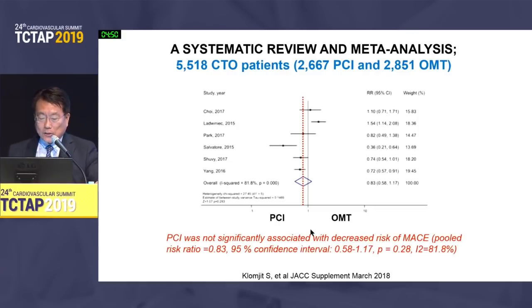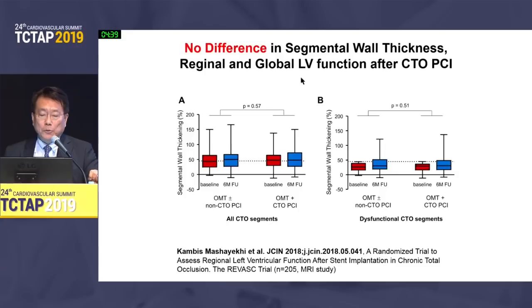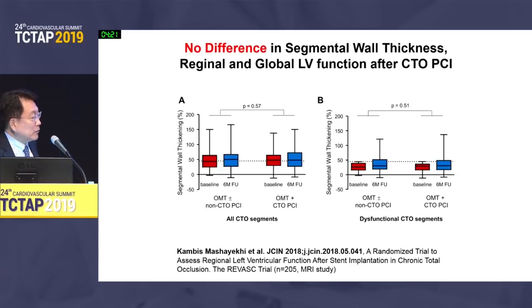And so last year, PCI versus optimal medical treatment, a meta-analysis didn't show any difference between the two. Gerald showed this data: no difference in segmental wall thickness by MRI study, even in normal LV function, no difference at all. Do you have any data about improved ejection fractions after the CTO opens up?